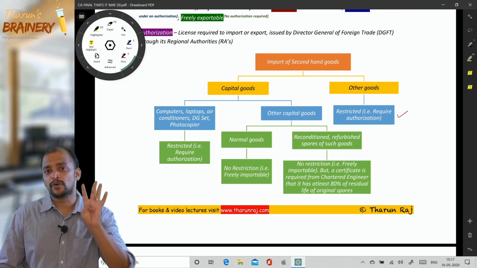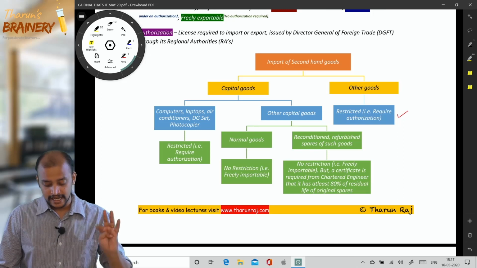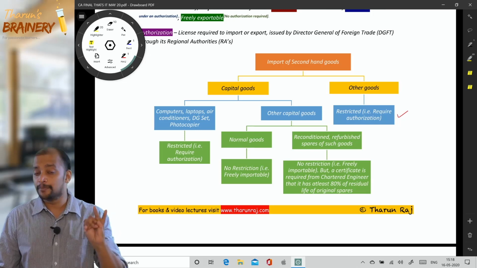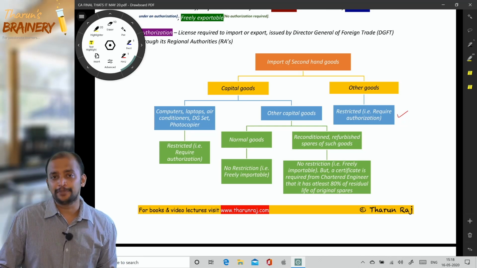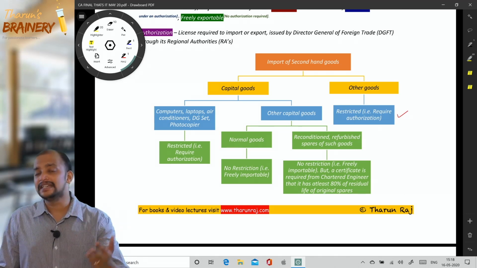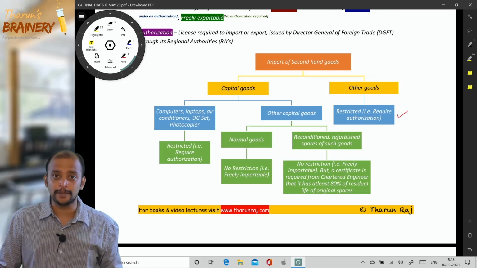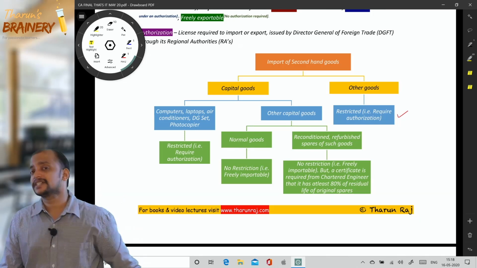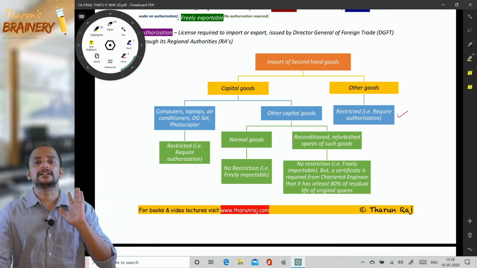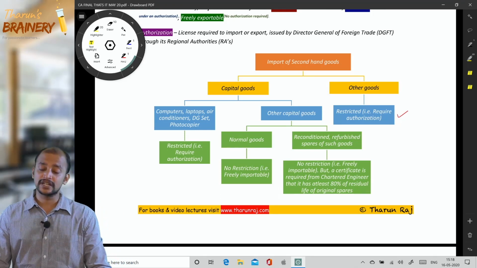What are they? Number 1, ACs, laptops, then computers, diesel generator set and photocopiers. So 5 things: computer, laptop, air conditioner, diesel generator set and photocopiers. If these 5 capital goods are imported second hand, irrespective of its policy for first hand, it will be restricted, that is requires authorization. What if it is any other capital good? So, which goods require authorization?